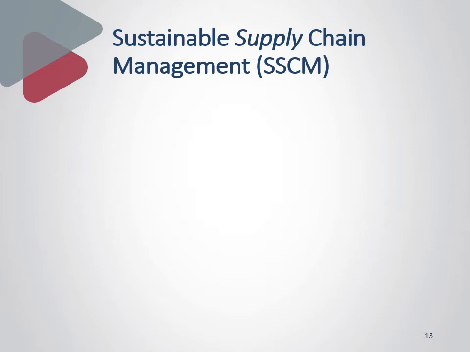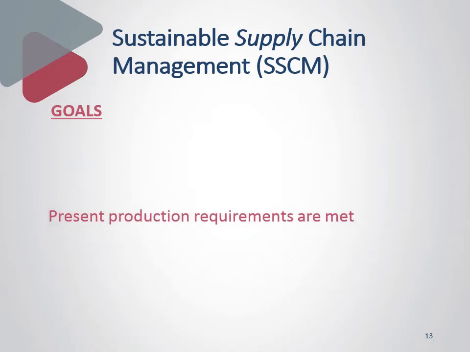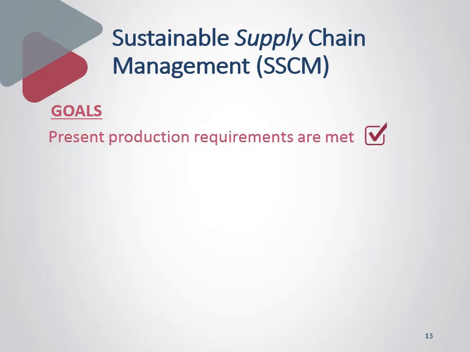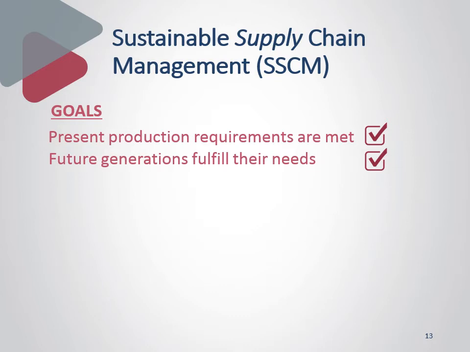There are two main goals behind sustainable supply chain management. The first one is that resources should be consumed in such a way that present production requirements are met. And the second goal is that resources should be consumed in such a way that our future generations are able to fulfill their needs.